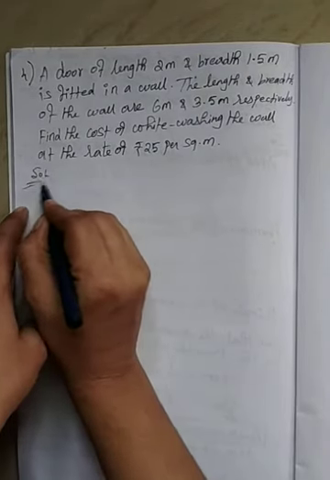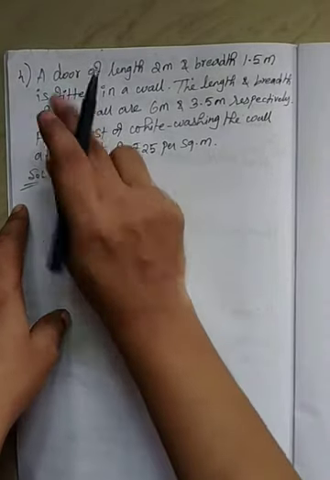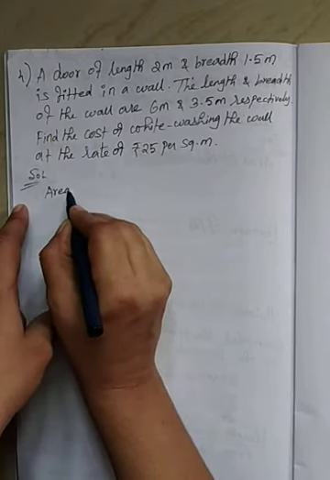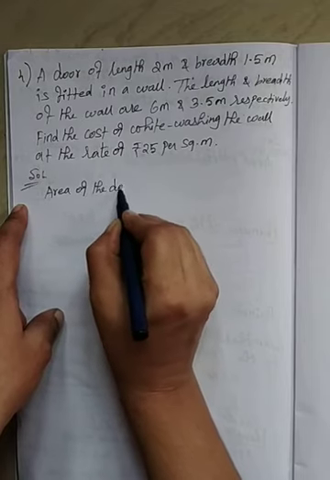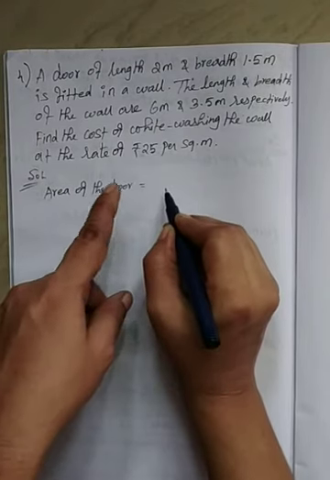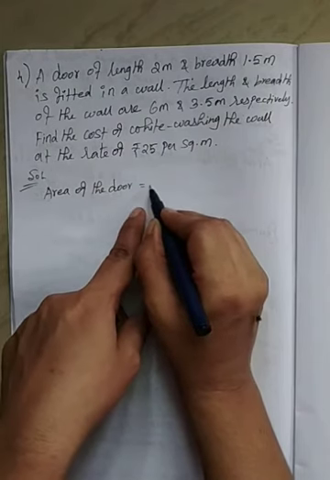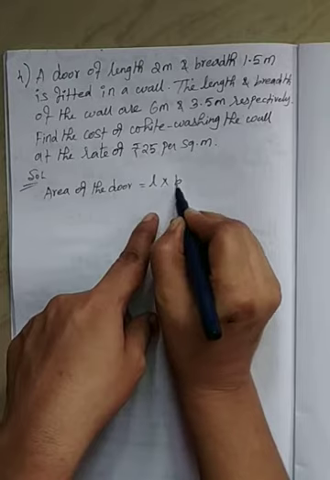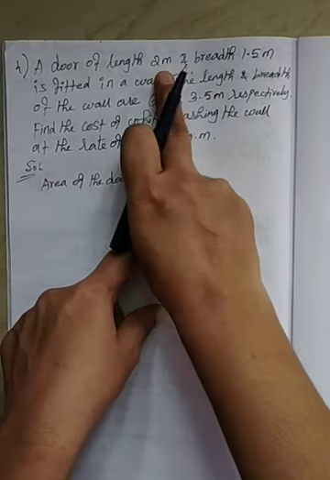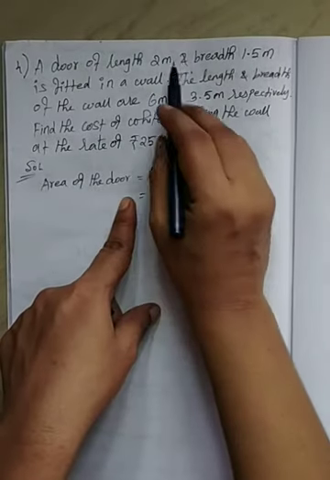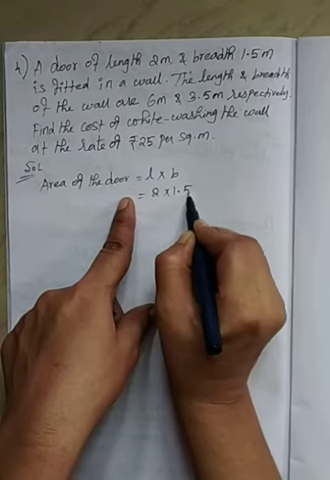See here, first of all you have to find the area of the door. Everybody knows that a door means rectangle shape. So what is the area of the rectangle? Length into breadth. Okay, so we have to put length into breadth. What is the length? 2. Breadth 1.5. Both are meter. So you have to write 2 into 1.5.